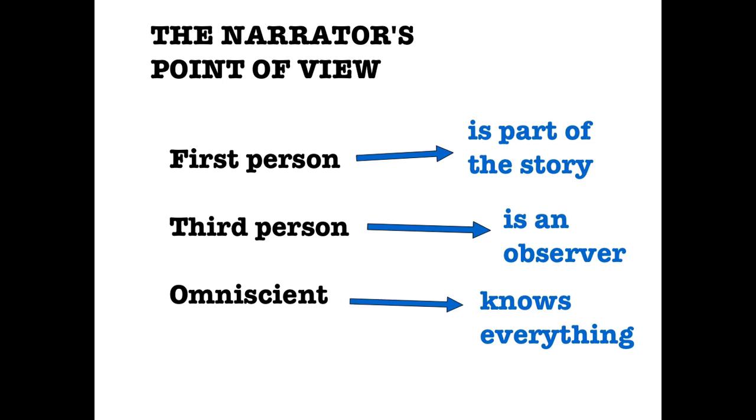So now remember, first person is part of the story, so you will see subjects like we and I. The third person is an observer, so you will read subjects like he, she, and they. And finally, omniscient knows everything, so you should know a little bit about all characters, whether they're main characters or secondary characters.